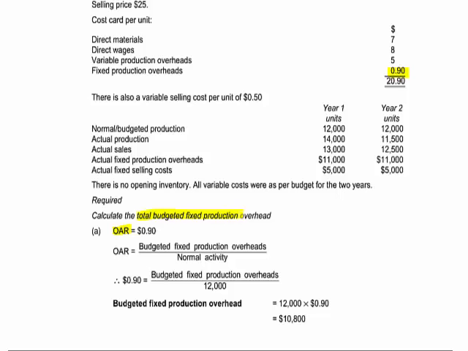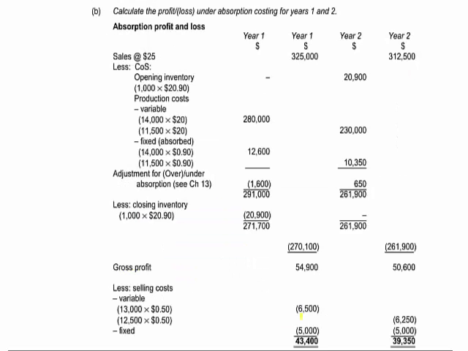So something divided by 12,000 units gave us 90 cents. So therefore, multiplying those two together, our budgeted fixed overhead must have been 10,800. We didn't need to know that for example 5 because we just took off the actual overheads. In part B then, we need to work out the profit and loss for the 2 years. Some of the information then is going to be the same.